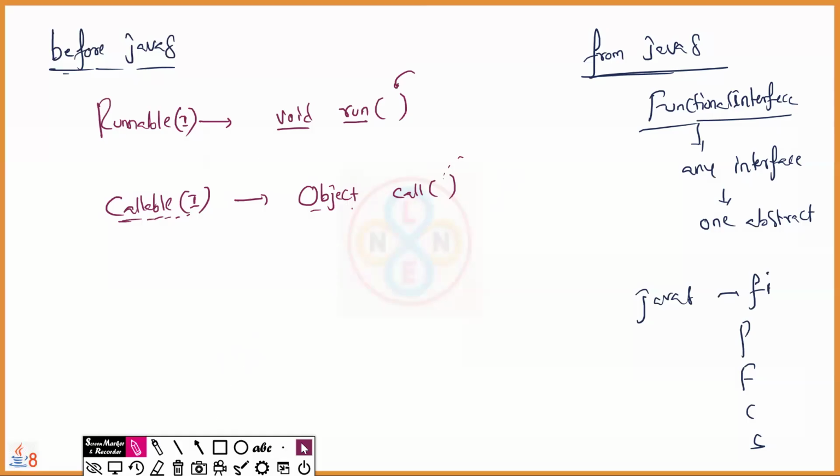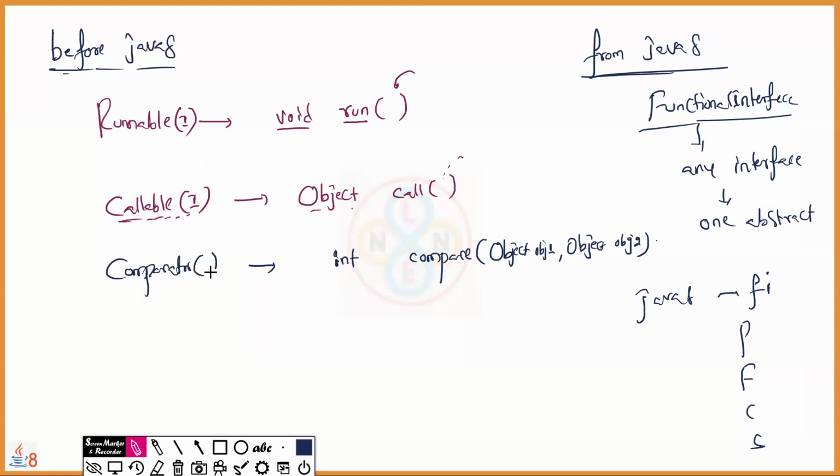We can use it. Similarly, we also have one more method called compare, which takes 2 inputs, say Object obj1, comma Object obj2, and which returns an integer. The interface name is Comparator. So we can use this Comparator also like a functional interface.